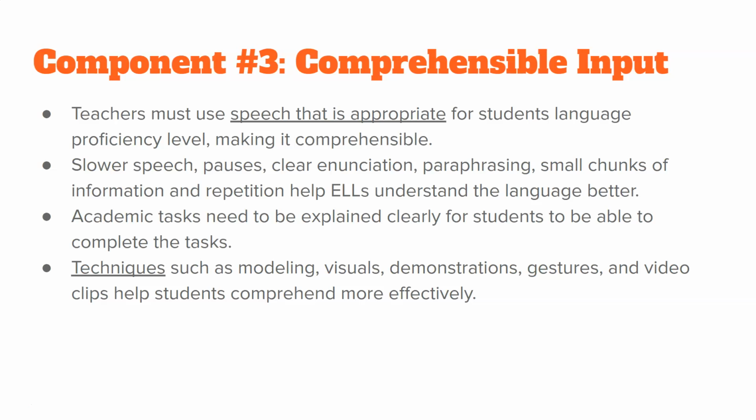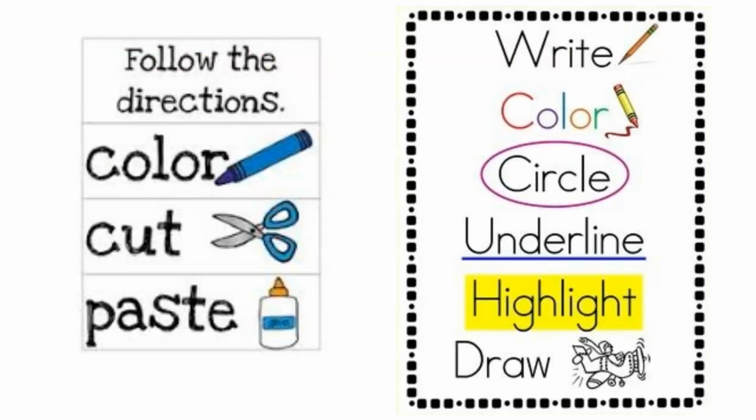She used slow speech. She paused while she was speaking. She was speaking clearly. And then she used repetition. She repeated things multiple times to help make what she was saying more comprehensible to students. Okay, so these are just some examples of making directions comprehensible for students.